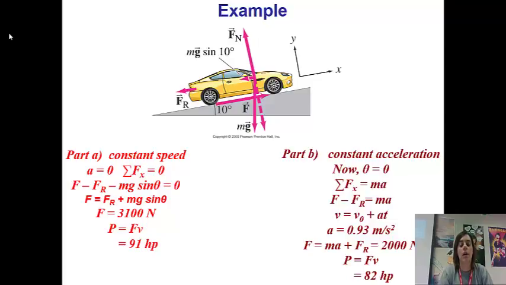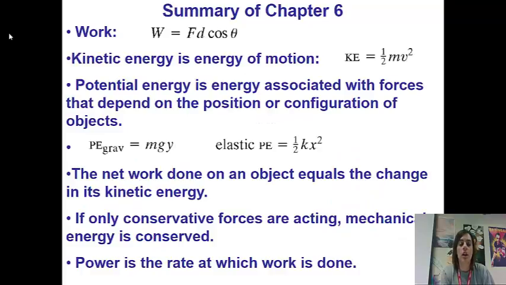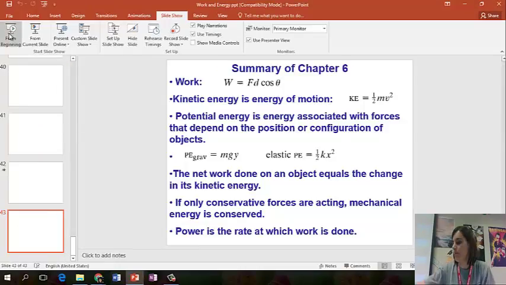So now we've set theta equal to 0. So now it's just going to be our car's force and our friction in the opposite direction. You can find your acceleration, and then you can find your net force, and therefore your new horsepower or new power. Okay? So just a quick summary of things, and then I want to show you some energy diagrams.